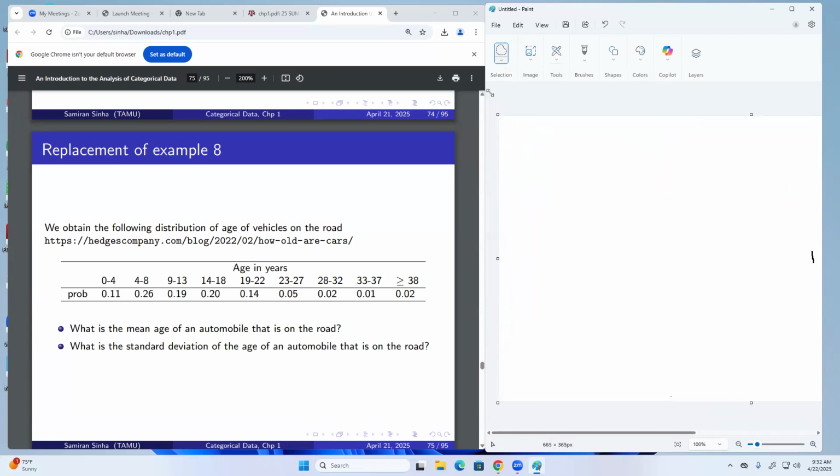So in order to calculate mean age, we'll do the following. I write the table as follows: 0 to 4 years, and then 4 to 8, 9 to 13, so on and so forth. And the last one I'm going to write is greater than or equal to 38.